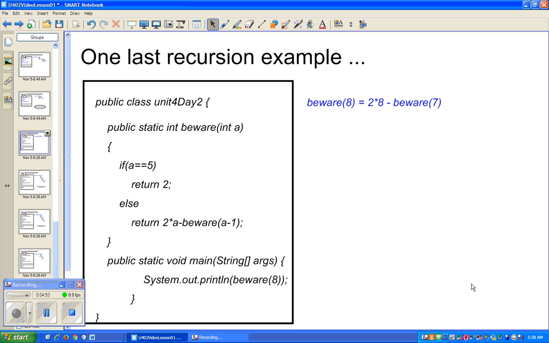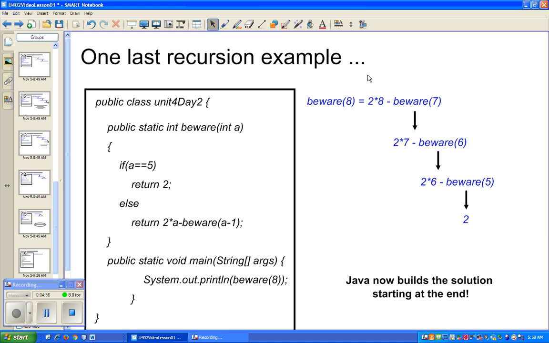If I were to work from the beginning down, a lot of times people make mistakes. If they were to write this all out, they would go 2 times 8 minus 2 times 7. So they would go 2 times 8 is 16, minus 14 is 2, minus 12 is negative 10, minus 2 is negative 12. That's not the correct solution. This is not how it works. In mathematics, you could think of this as a big parentheses around beware 7, and then you'd have to distribute the minus. There's a whole lot of tricky stuff going on there.